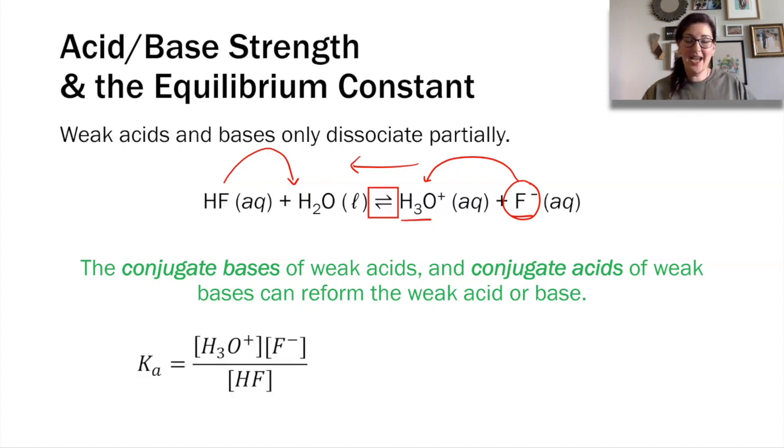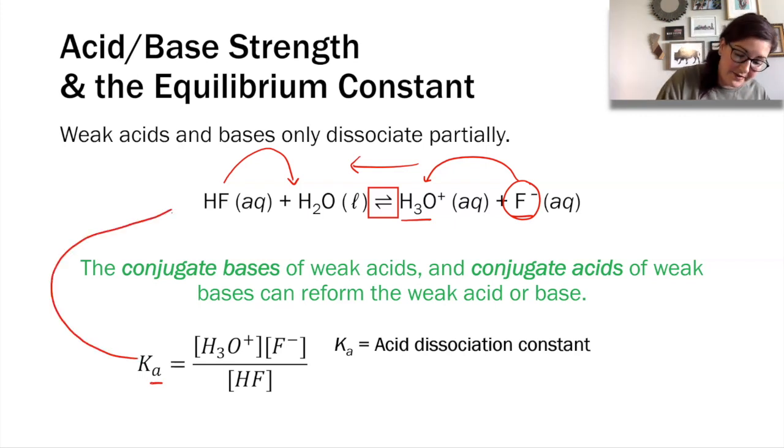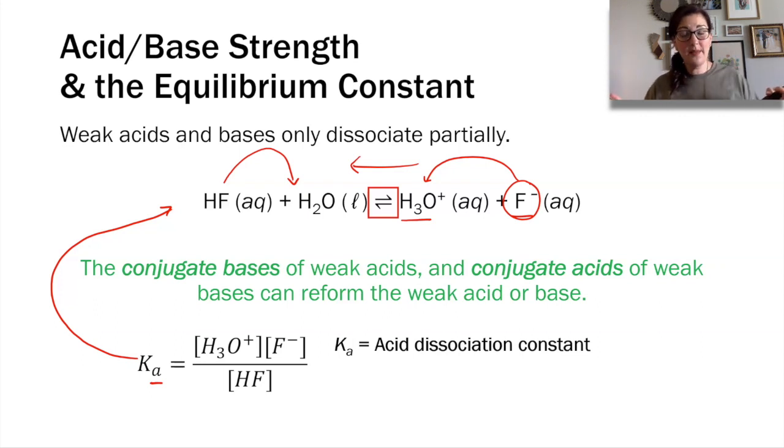Okay, so here's our K expression. Now notice that in this Keq, I'm using sub A here. That means nothing different. It's still the equilibrium constant, but we call it an acid dissociation constant because it refers specifically to this reaction. So it has no different meaning than the Keq. We just say it's a special Keq because it refers to an acid dissociating in water.